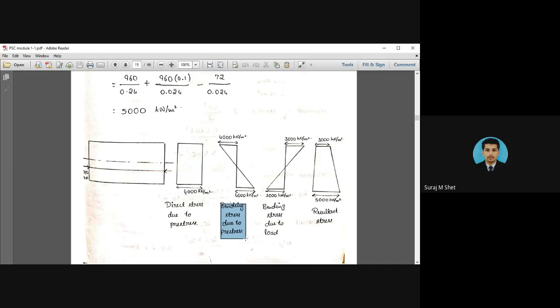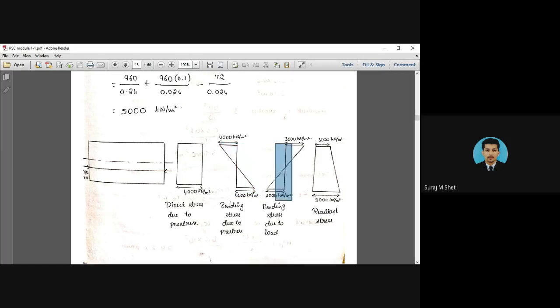So this is the bending stress due to pre-stress. Bending stress due to pre-stress is nothing but P into E divided by ZT. P into E divided by ZT value at the top fiber is 4000, and at the bottom fiber is also 4000. This is the bending stress due to pre-stress, P into E. This is the bending stress due to load.